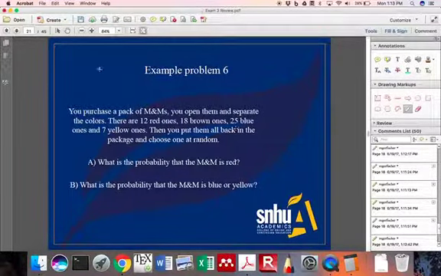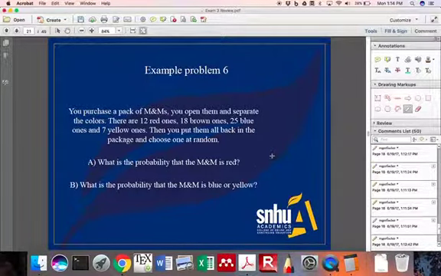Then you put them all back in the package and choose one at random. What is the probability that the M&M is red? What is the probability that the M&M is blue or yellow? Well, try it. Okay, I hope you tried it. And we'll compare your answers to my answers, and we'll see what happens.